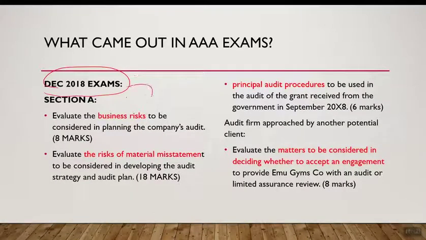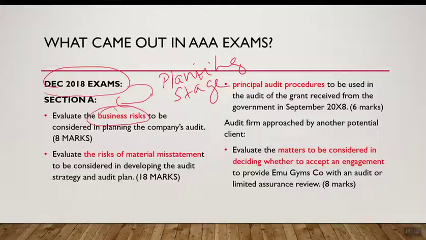Again, section A, good news, they gave you planning stage as well. But this time, you were asked to evaluate business risks, and you were asked to evaluate risks of material misstatement when developing strategy and plan. So again, my students always have this problem. They can't tell the difference between audit risks, business risks, and risks of material misstatement. Is it the same or is it different?